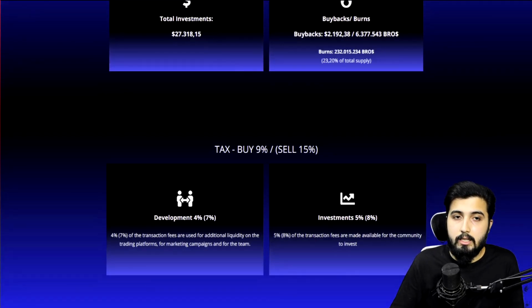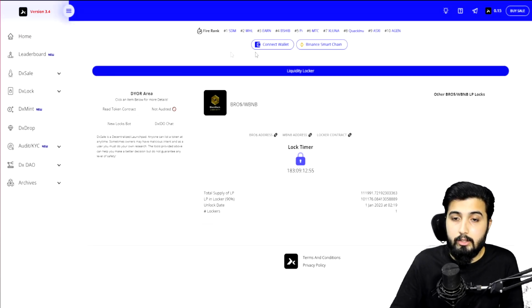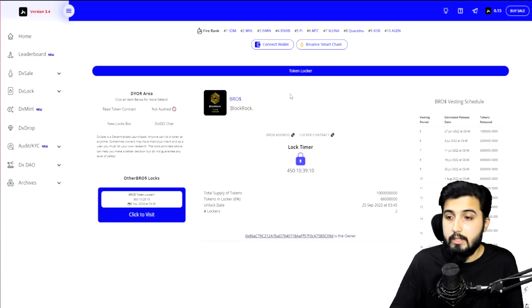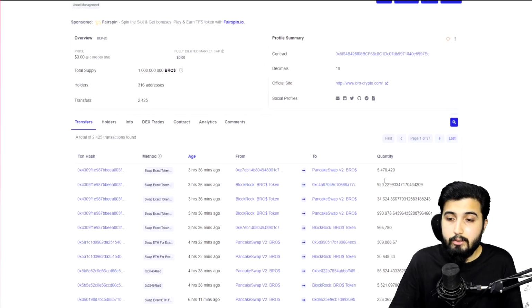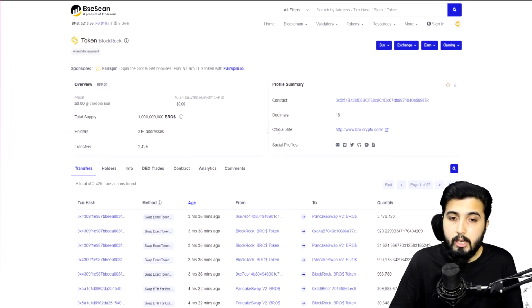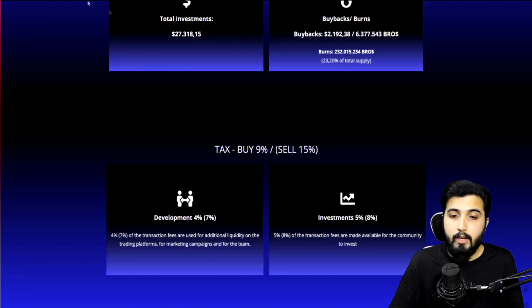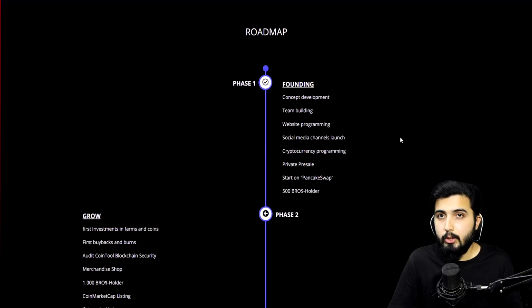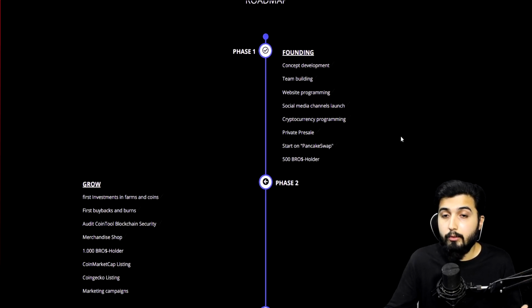So basically, this is how it is done. These are basically all the lockups that we have that we discussed. So you can take a look at all the lockups that we have. This is them on BscScan, so you can see all the transactions. It's completely transparent, so you can take a look at this over here. Now let's take a look at the roadmap to see what they have planned for us in the future.